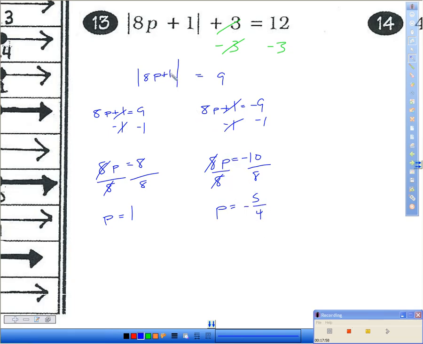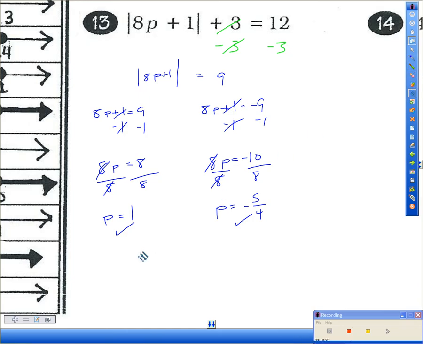So when we put that back in, 8 times negative 5/4 gives us negative 10, plus 1 is negative 9. The absolute value of negative 9 is 9. 9 plus 3 is 12. On the right hand side we have 12, so we know that both of these work out.